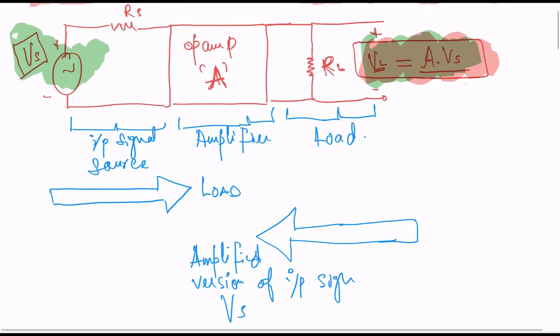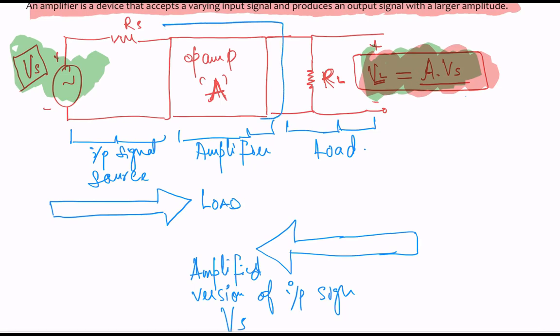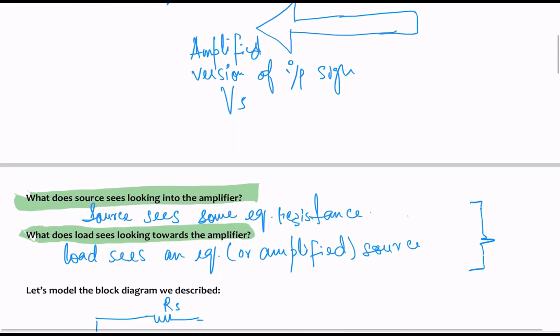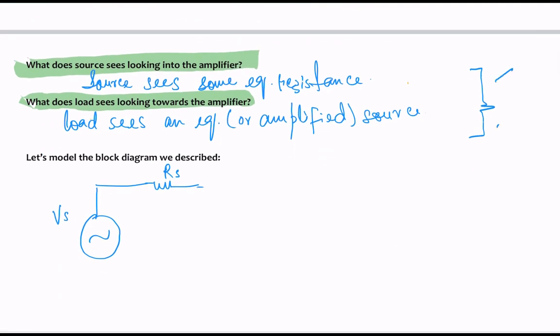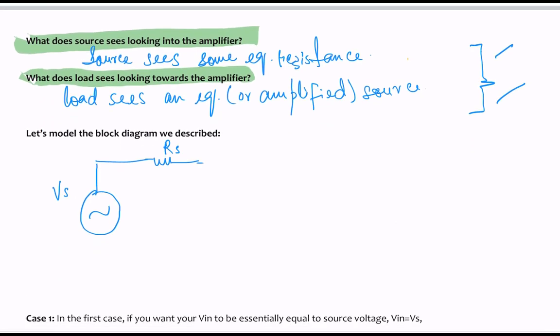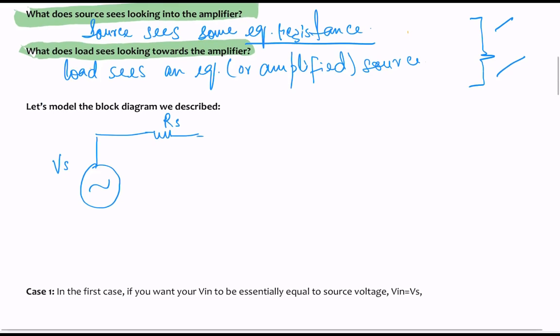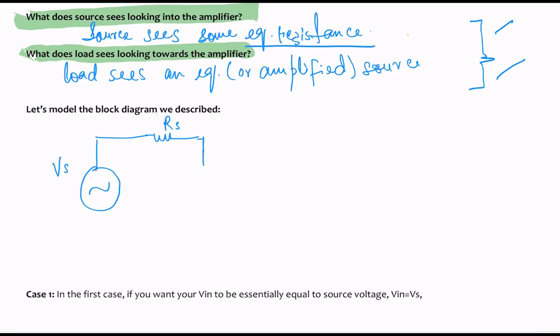The amplification block that I had over here, I'm going to remove it with what we discovered over here. What does the source see? The source sees the amplifier as some equivalent resistance. I'm going to label that resistance as Rin over here. I'm also going to label this node as VP, this is positive, and this node as VN, this is negative. And then this Vn right here is going to be the potential difference between VP and VN.